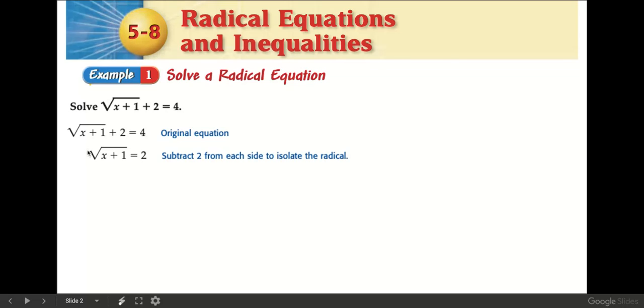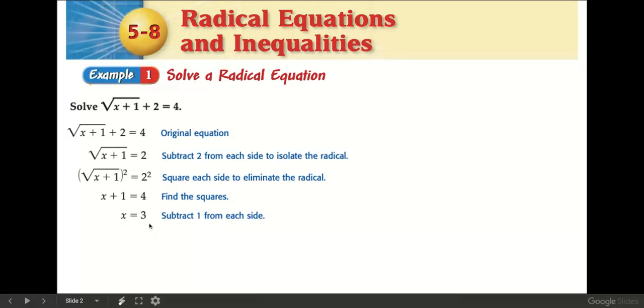Now that I have the square root of x plus 1 equals 2, I have the radical all by itself. I want to cancel out the radical. So what's the opposite of the square root? It would be to square both sides, because the square and the square root cancel each other out, which leaves me just x plus 1. And then 2 squared is 4. Then I'm going to subtract 1 from each side, and I get that x equals 3.